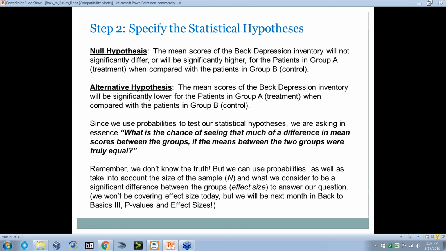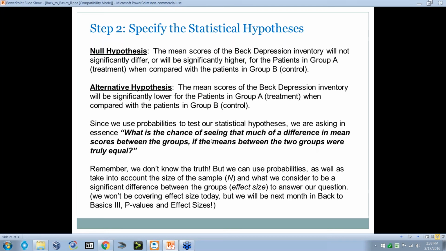So the null is covering everything but what we want, right? The null is saying either there's no difference or, oh boy, that drug didn't work as well as the standard, right? They're more depressed. And then we're doing it when compared to the patients in control group B. So here's our alternative. That's what we want. We want to know that the mean scores of the Beck Depression Inventory will be significantly lower for the patients in group A, right? That's what we're looking for.